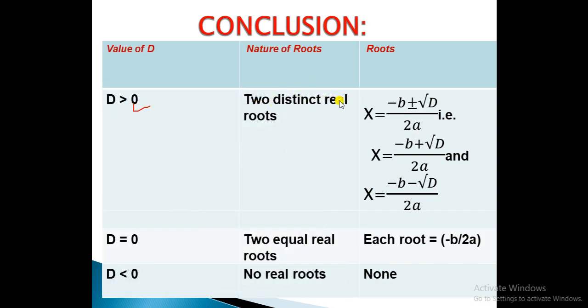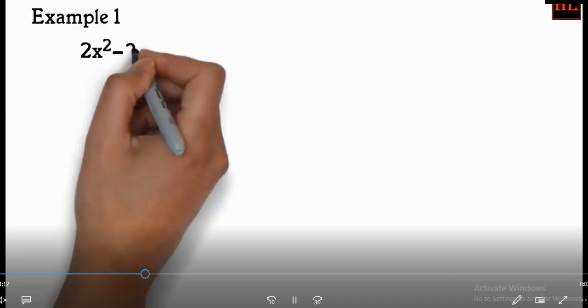That is, when d is greater than 0, we will find two distinct real roots. One given by minus b plus under root d upon 2a. Other given by minus b minus under root d upon 2a. Next, when d equals 0, we will have two equal roots, each given by minus b upon 2a. And when d is less than 0, in this case, we will find no real roots.